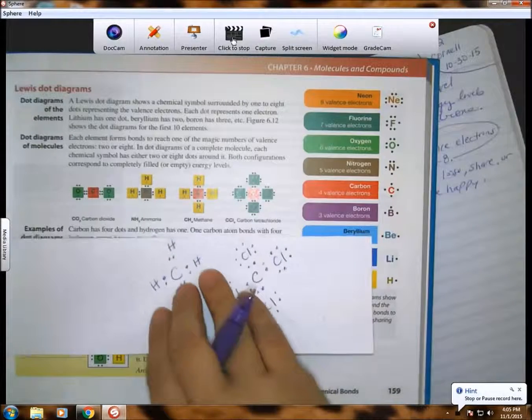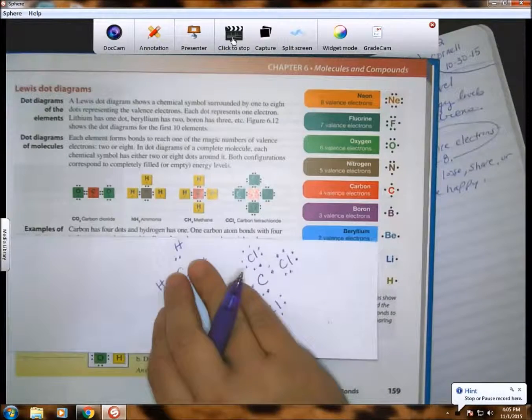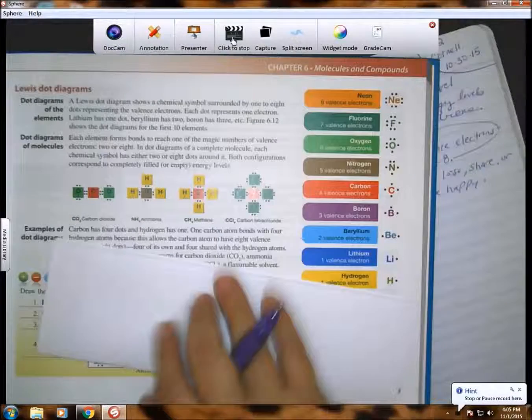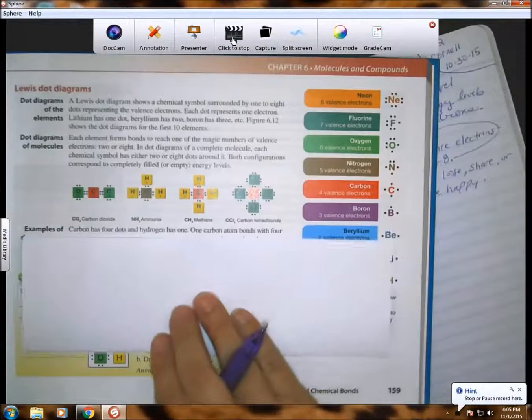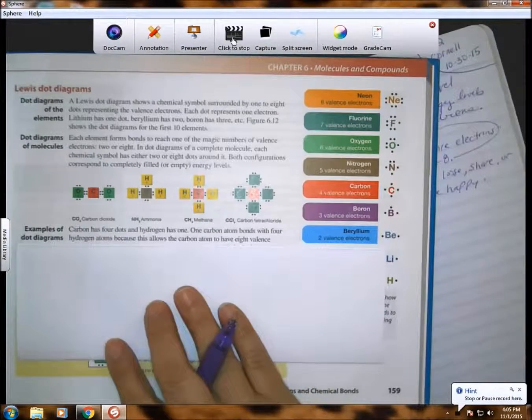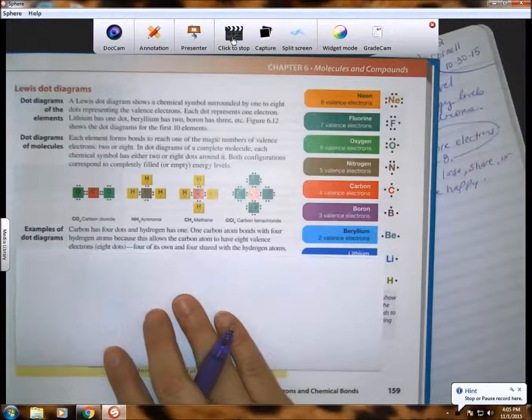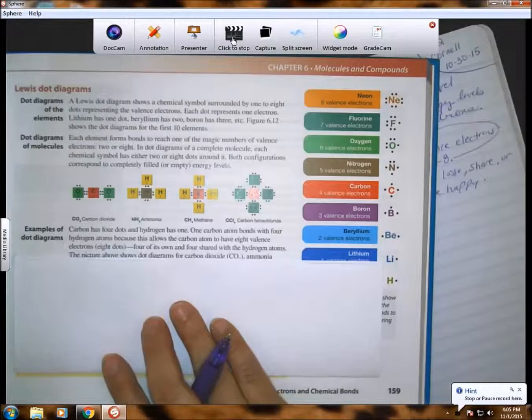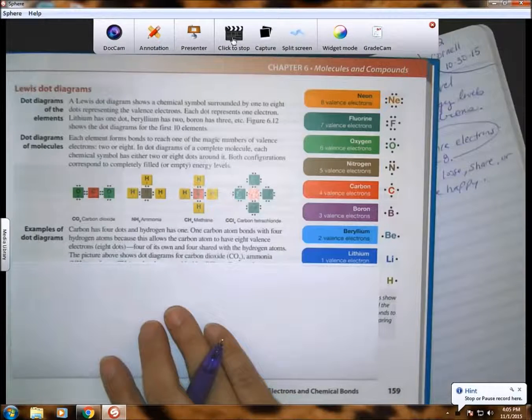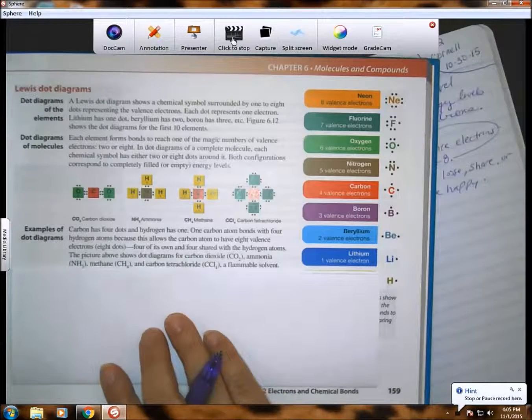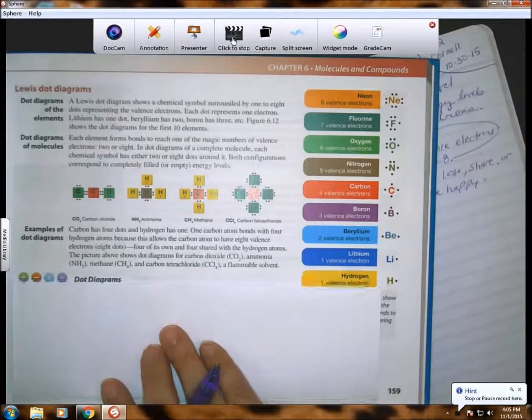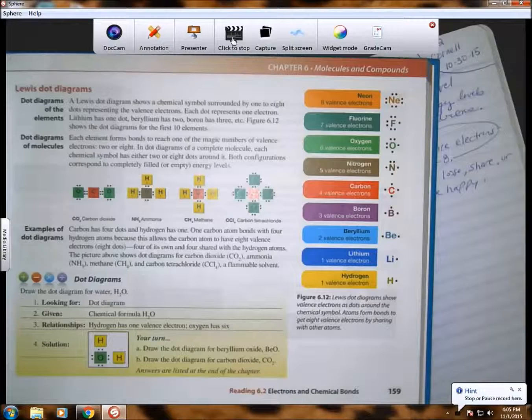All right, examples of dot diagrams. Carbon has 4 dots and hydrogen has 1. One carbon atom bonds with 4 hydrogen atoms because this allows the carbon atom to have 8 valence electrons, 8 dots, 4 of its own and 4 shared with a hydrogen atom. The picture above shows dot diagrams for carbon dioxide, ammonia, methane, and carbon tetrachloride, a flammable solvent. Okay, so we have something to do here.